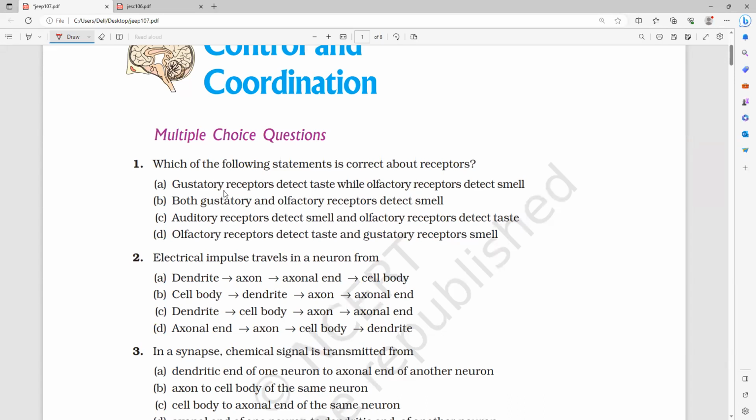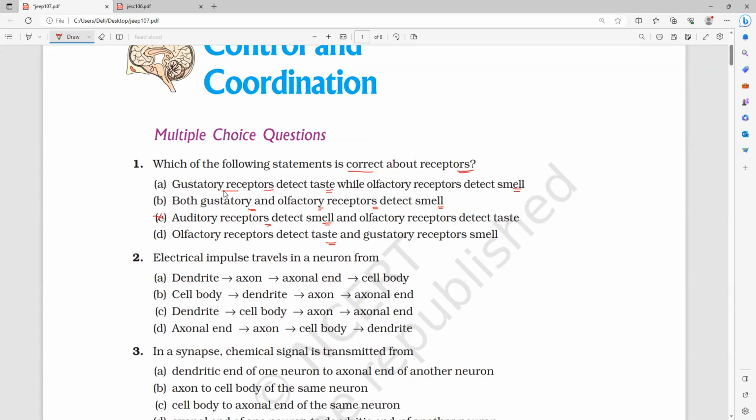Now, which of the following statements is correct about receptors, they are asking. First statement, gustatory receptors detect taste while olfactory receptors detect smell. Second statement, both gustatory and olfactory receptors detect smell. Auditory receptors detect smell and olfactory receptors detect taste. This, 100% I can say, is wrong. Next, olfactory receptors detect taste and gustatory receptors detect smell.